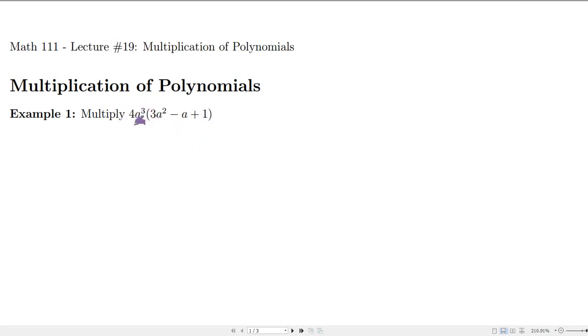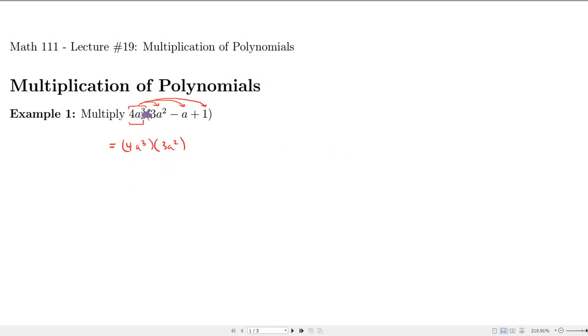So let's say that we want to multiply 4a cubed by this polynomial, 3a squared minus a plus 1. So the technique here is to still use the distributive property. So we will distribute this polynomial in and multiply each of the terms of this polynomial. So we will have 4a cubed, and let's do that systematically, 3a squared. So I won't just simplify. I'm going to write it out, and then we'll simplify each of the terms.